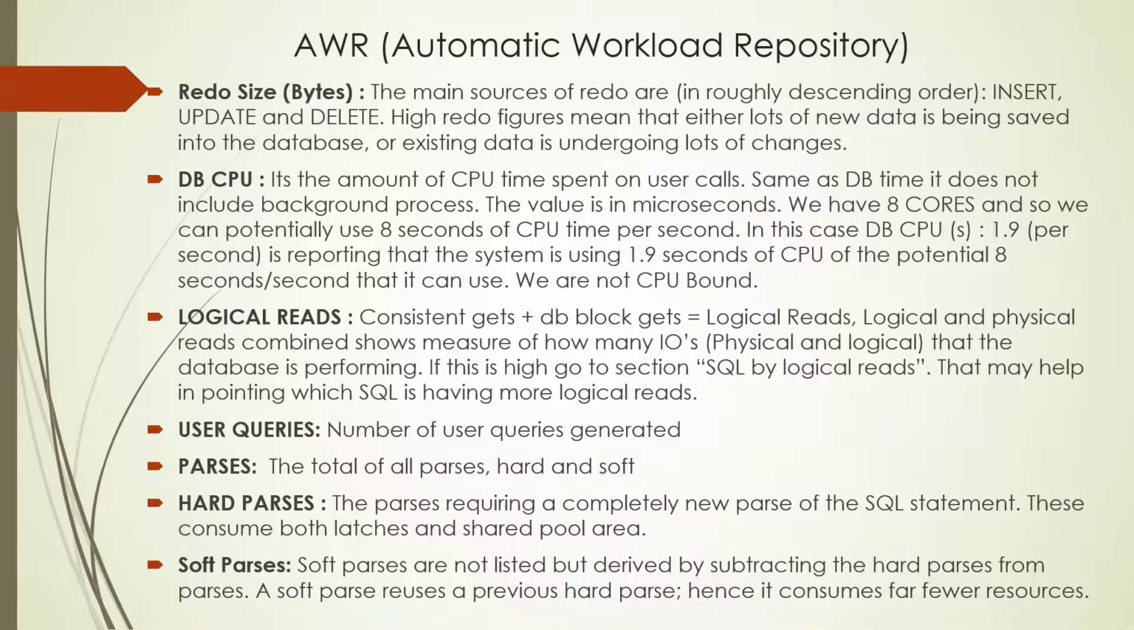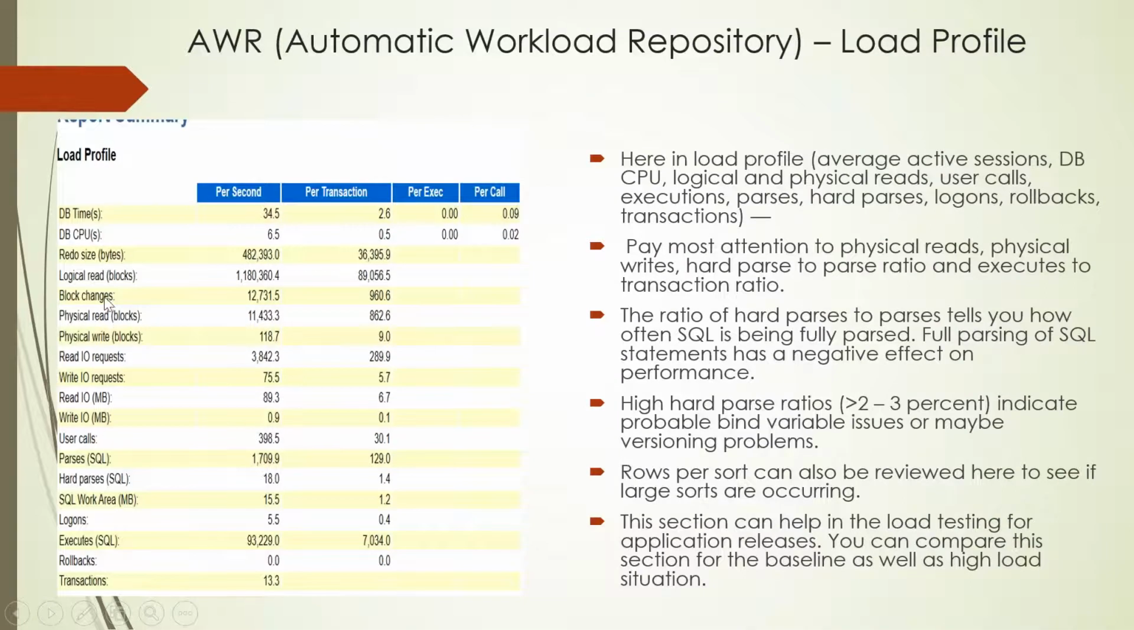So okay, this is again explaining everything: redo size, DB CPU, logical reads, user calls, parses, hard parses, soft parses. Redo size is nothing but the main source of redo, roughly in descending order, is insert, update and delete. So high redo figures mean that either lots of new data is being saved into the database or existing data is undergoing a lot of changes. So this is the first thing, the redo size.